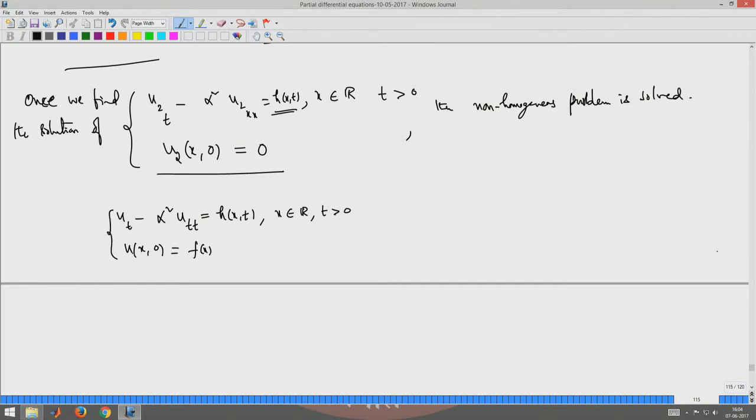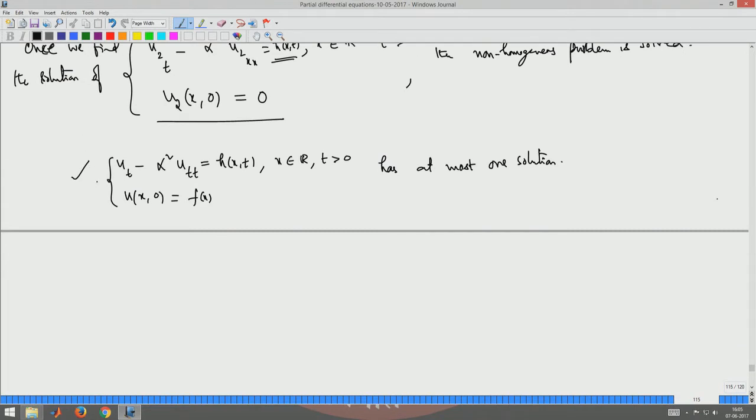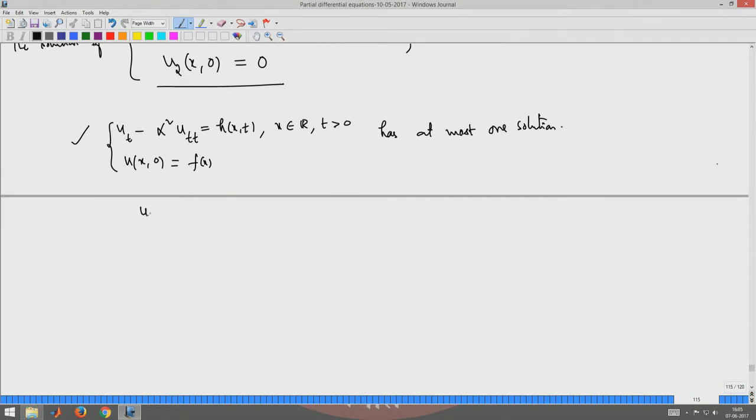This is the non-homogeneous problem, and it has at most one solution. We cannot say whether it has a solution, because we have not found the solution for this non-homogeneous equation, but we can say that it has at most one solution. That we can easily show by taking u1 as one solution.